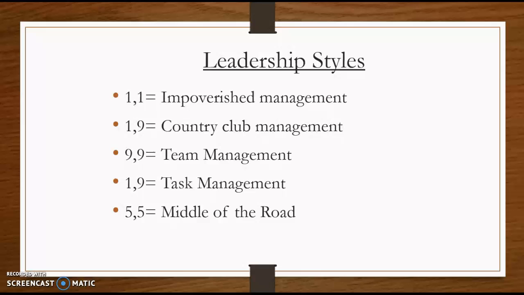So, the 5 different leadership styles are impoverished management, country club management, team management, task management, and middle of the road management. Impoverished management is at a 1-1 position. That means that there is a low concern for people as well as a low concern for production.